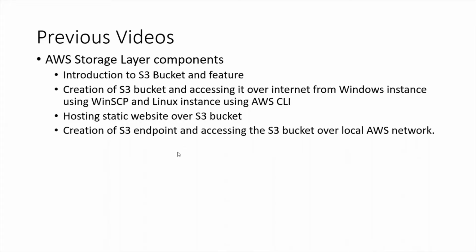So in my previous videos, as a part of AWS storage layer components, I have covered S3 storage bucket, and in my previous video, I introduced you to S3 bucket and its features and different options that are there in the S3 bucket, and creation of S3 bucket, and then accessing it over the internet from Windows instance using WinSCP, and then accessing the S3 bucket from Linux instance as well using AWS CLI. So these were different ways of accessing S3 bucket over the internet from Windows and Linux instance.